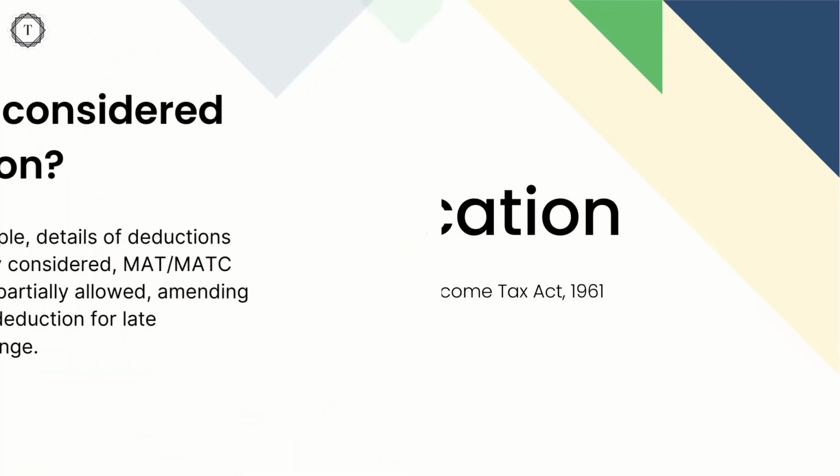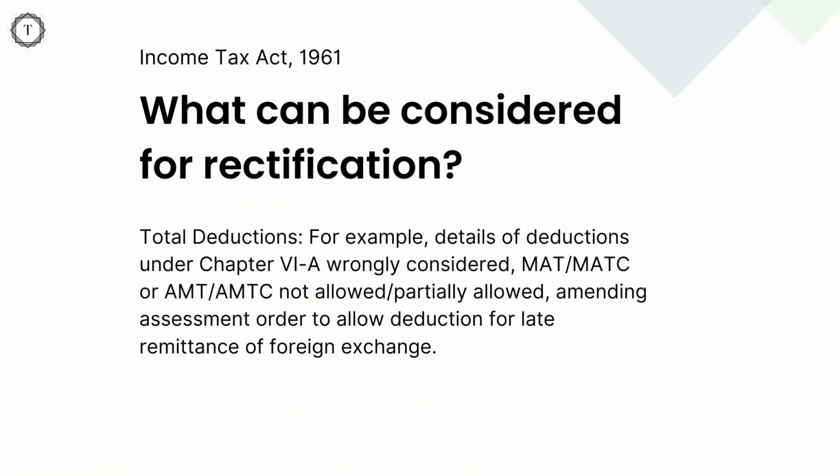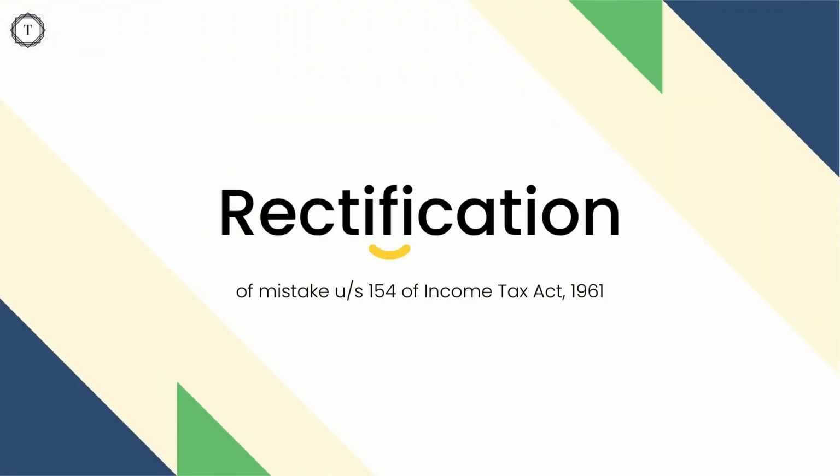3. Total deductions. For example, details of deductions under Chapter 6 are wrongly considered, MAT, MATC or AMTC not allowed, partially allowed, amending assessment order to allow deduction for late remittance of foreign exchange.